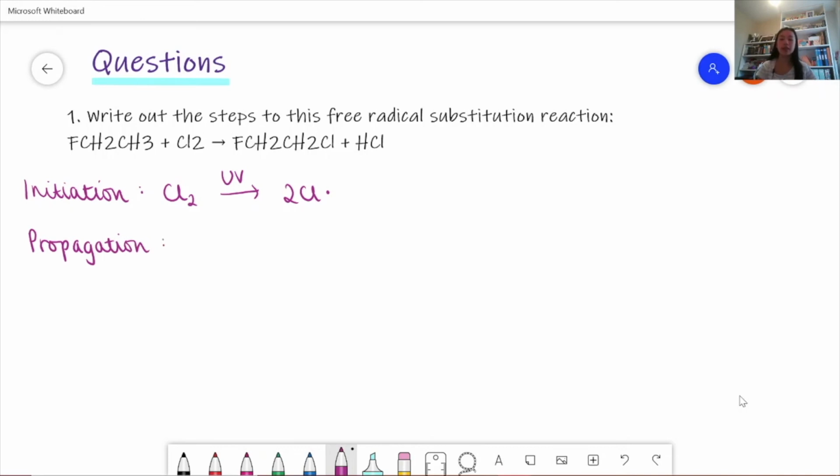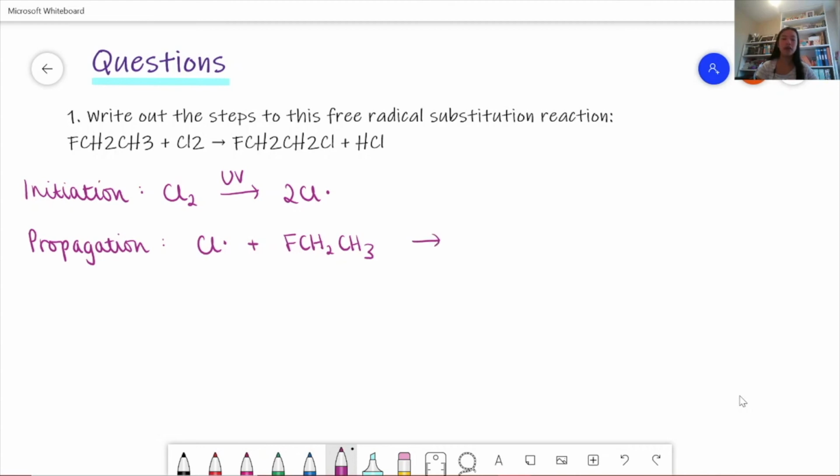So the first thing that happens is that a chlorine free radical will react with the molecule that we have. So in this case, we have fluoroethane. And what the chlorine free radical does is it takes away a hydrogen from one of the carbons. And in the equation, we see that at the end, the chlorine attaches to the carbon which is not attached to the fluorine. And so this means that we have to take a hydrogen off the carbon which is not attached to the fluorine here.